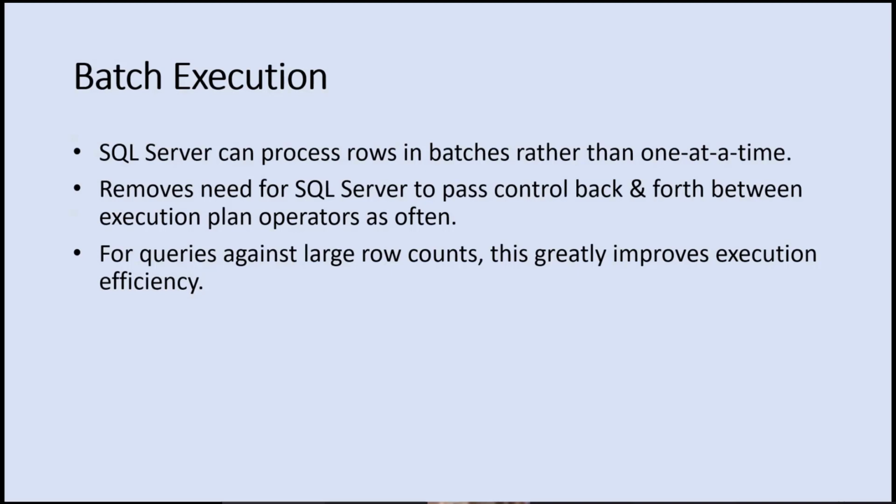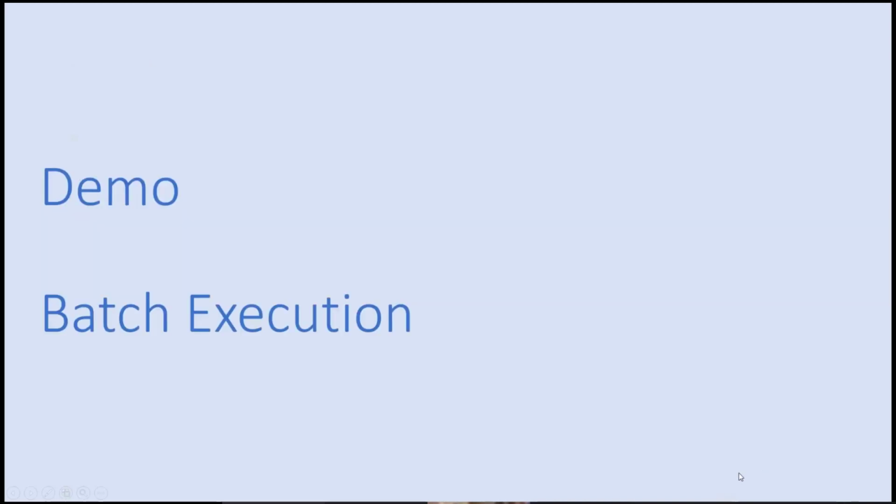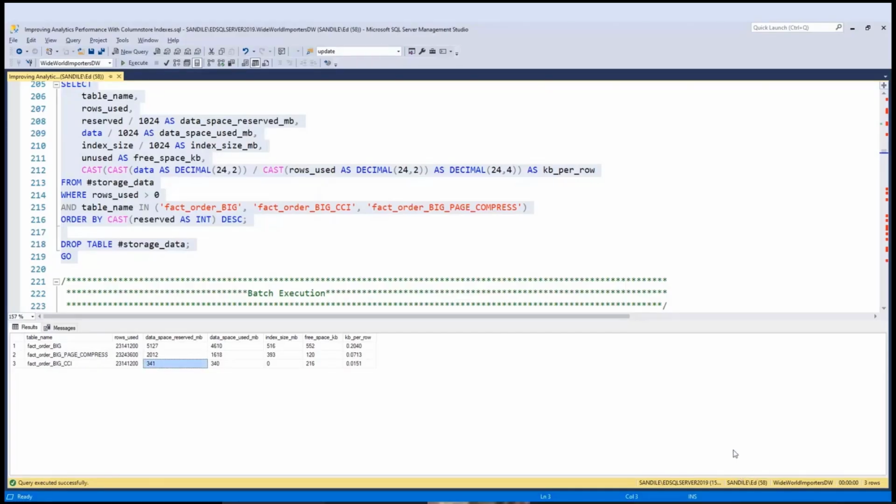What this does is it reduces the amount that SQL Server has to pass control back and forth between operators to get data from here to here to here to results. The larger your row counts, the more valuable this is, and by default, this will be used against Columnstore indexes. If you don't see it being used for some reason, it means something is wrong. But this is a key feature, it's very useful, and it's very easy to check and see if it's on and working.